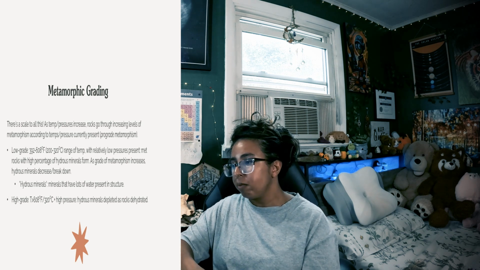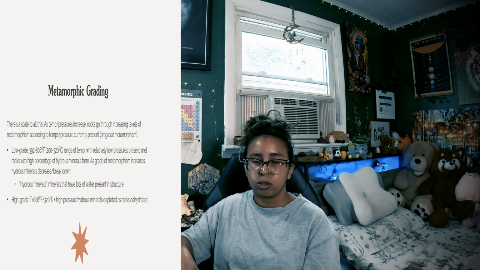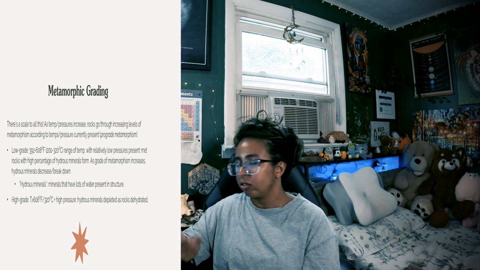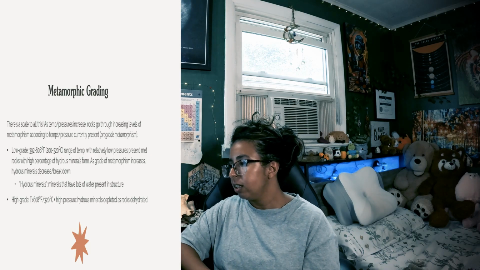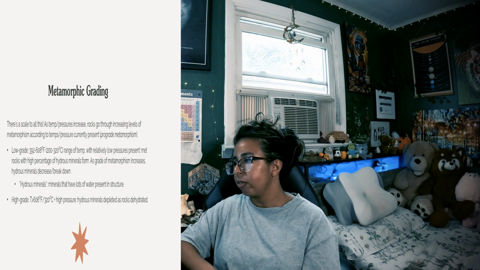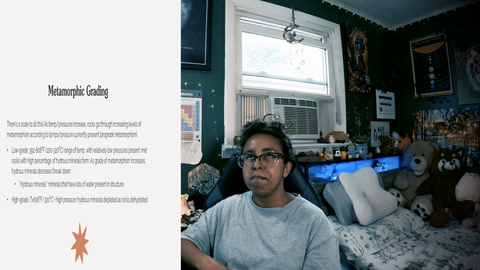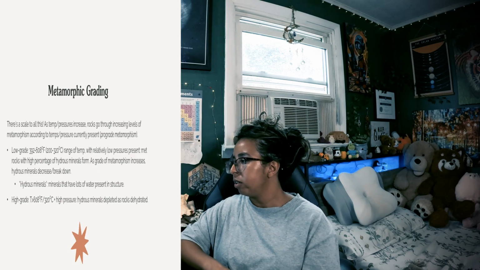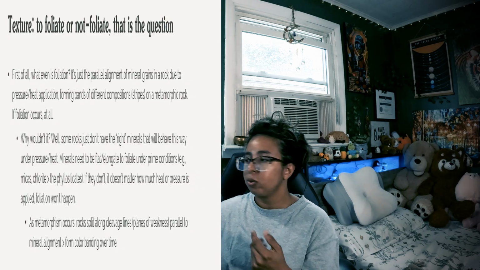High grade metamorphism basically occurs in any temperature range above 320 degrees Celsius or 608 degrees Fahrenheit. And you also see high pressure there, and you see a massive water loss in these rocks. And so with that basic understanding, we're moving on to texture now, which is slide 20.